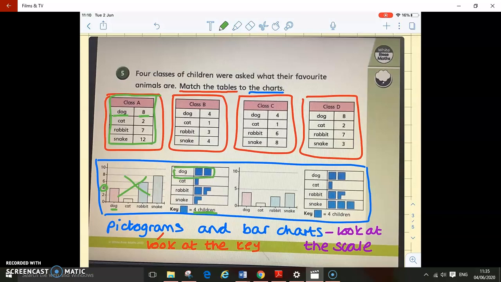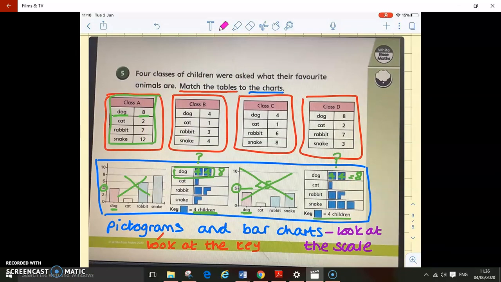When I look at the pictogram, I can see that each one of those squares is 4 children, and I know that 4 plus 4 is 8. So it could be that one. When I look at the next chart, I can see that the line there is 5, but my dog bar is below the 5, so there are less than 5 children that had dog as their favourite, so I'm going to reject that one. And in this last one with the pictogram, I've got 8 children again that like dogs. So I've rejected 2, but I've still got 2 possible answers.